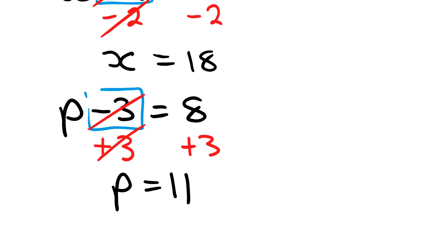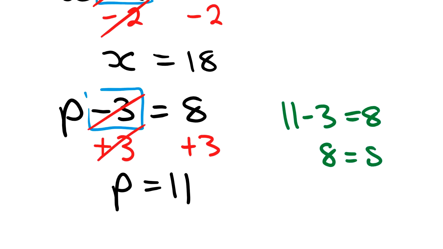Now if I wanted to say, are you sure this is right? How do you know? Well, what I could do is replace, with substitution, that p with 11. So 11 take away 3 equals 8. That's what we're trying to say. Well, 11 take away 3 is 8, and 8 does in fact equal 8. Therefore, that is true.